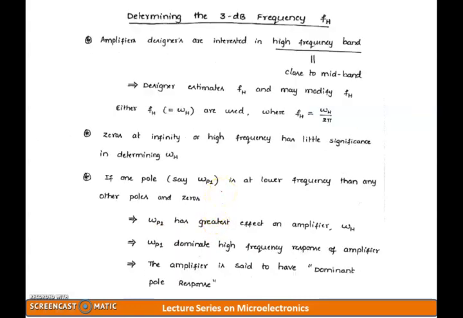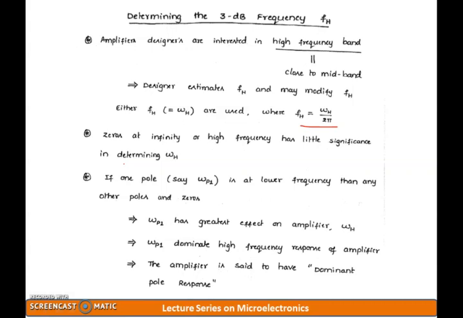Moving ahead, how do I determine the 3 dB frequency? FH is typically known as the 3 dB frequency, because that is the frequency where the gain rolls off by 3 dB. Usually we estimate FH in terms of omega, where FH is equal to omega upon 2 pi. In terms of zeros and poles, zeros at infinity or at high frequency have little significance in determining omega H, whereas the poles play a vital role in determining the high frequency response or the FH of an amplifier configuration.